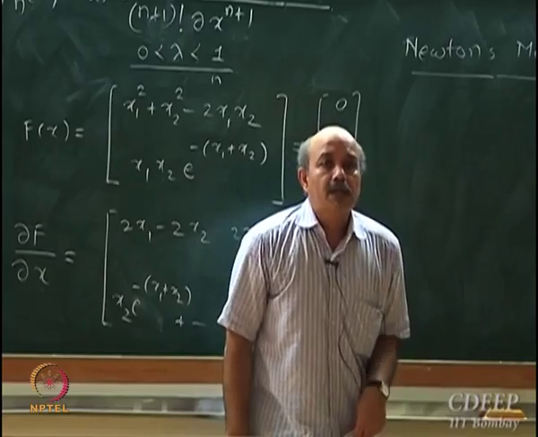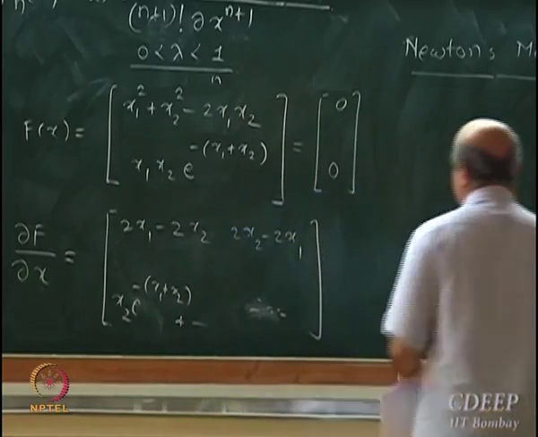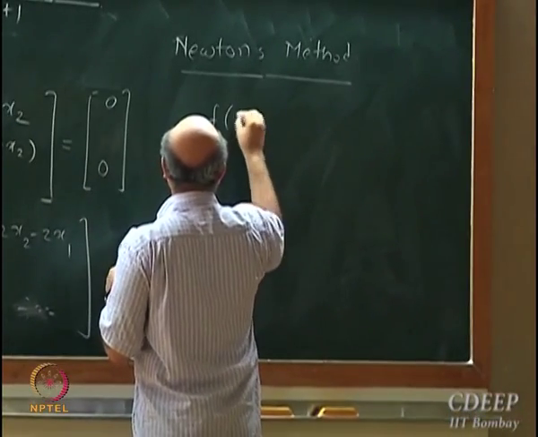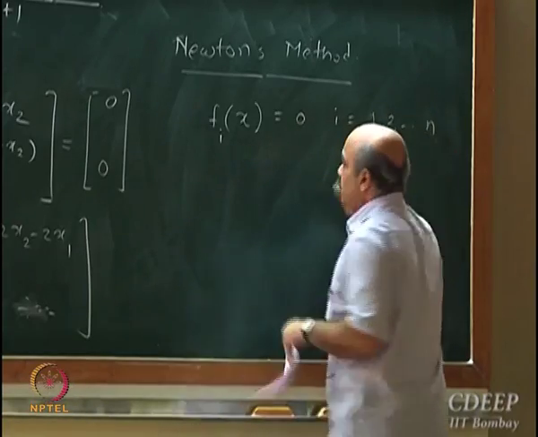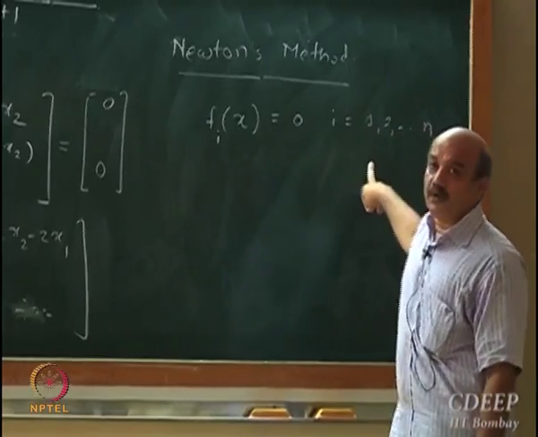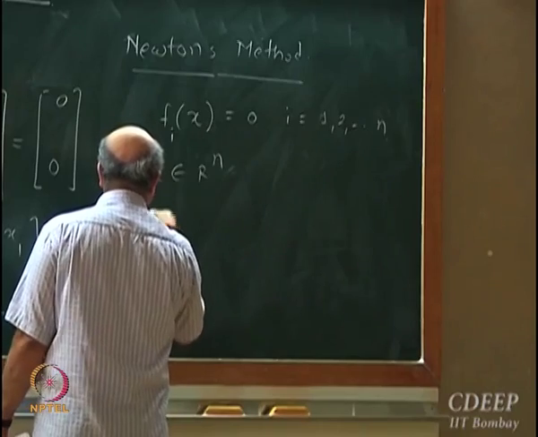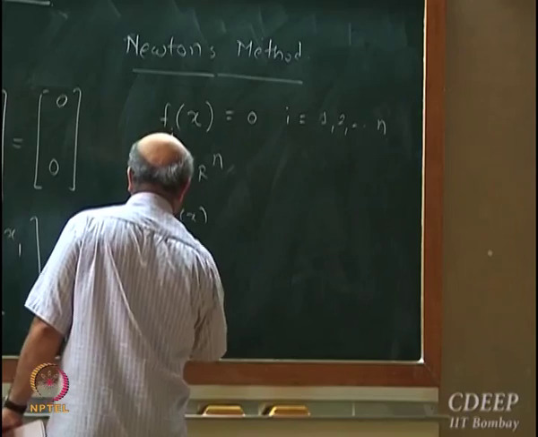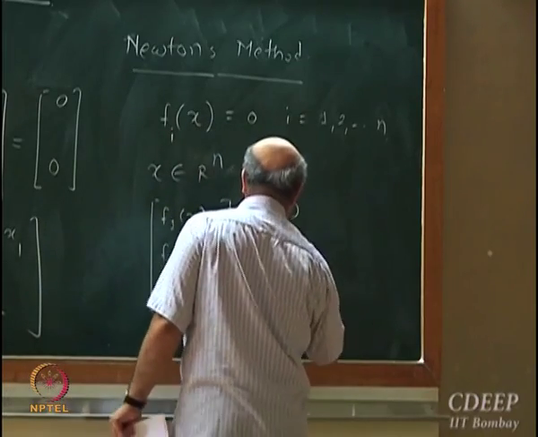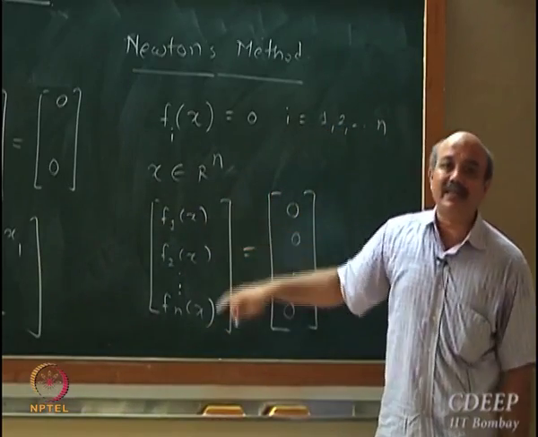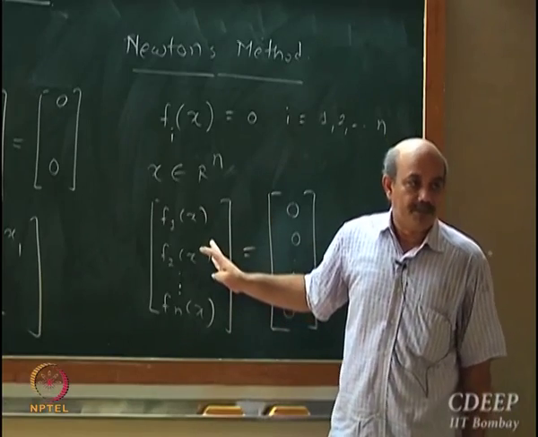We want to develop a numerical method to reach a solution, and I am going to use the idea of Taylor series approximation to arrive at this method. So now my problem is that I want to solve f_i(x) equal to 0, i equal to 1 to n, where x belongs to R^n. In other words, I want to solve f1(x), f2(x) equal to 0, 0. I want to solve n nonlinear algebraic equations which are coupled. I want to solve them simultaneously.